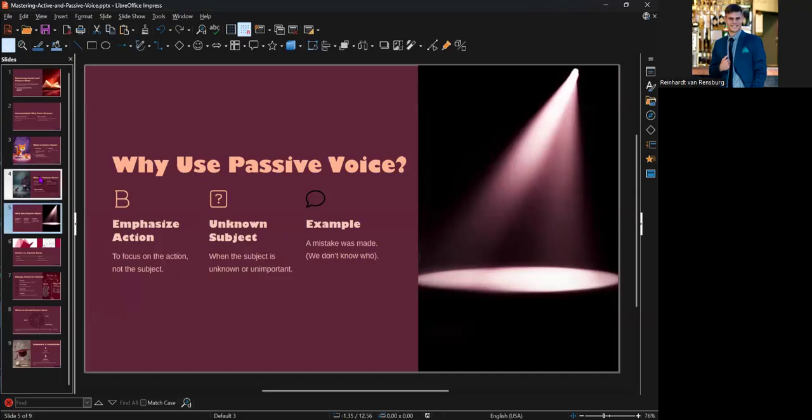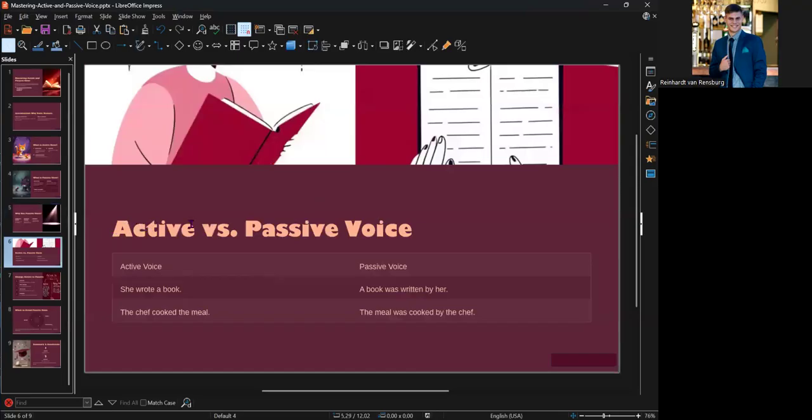Okay, so now let's look at the active versus passive voice. I made a nice block here. I hope you all can see there's an invisible line here. But yeah, let's continue. Let's compare the active and passive voice side by side. So "She wrote a book" would be the active voice. Then the passive voice of this would be "A book was written by her."